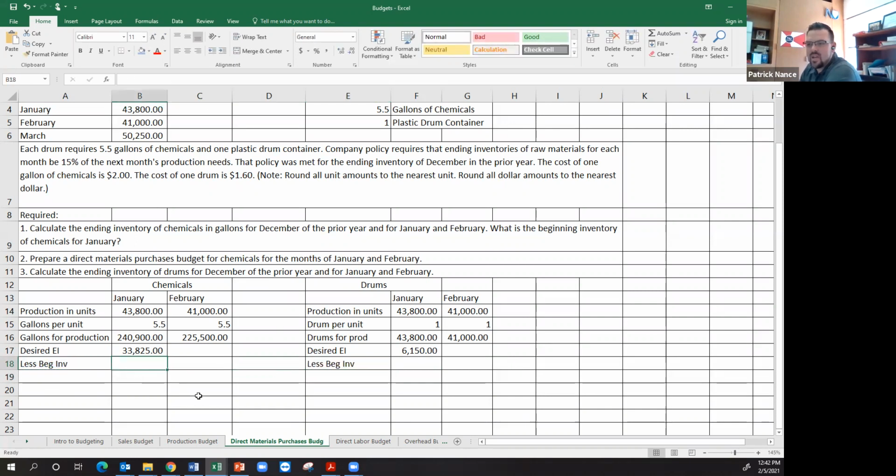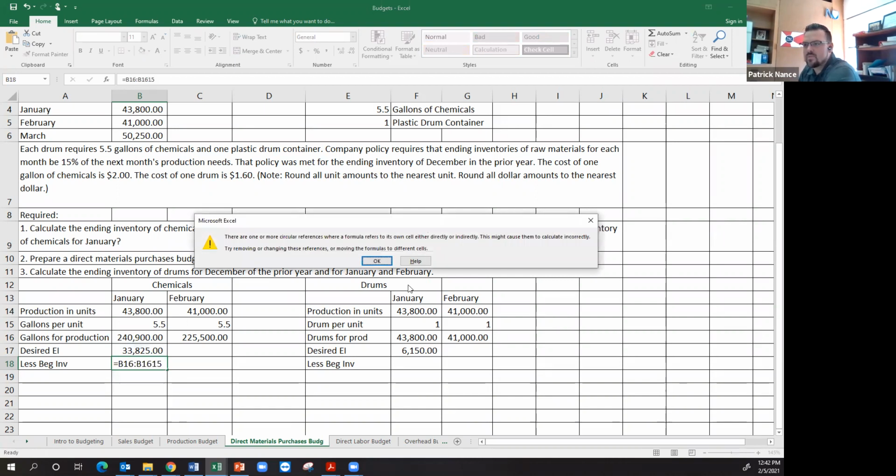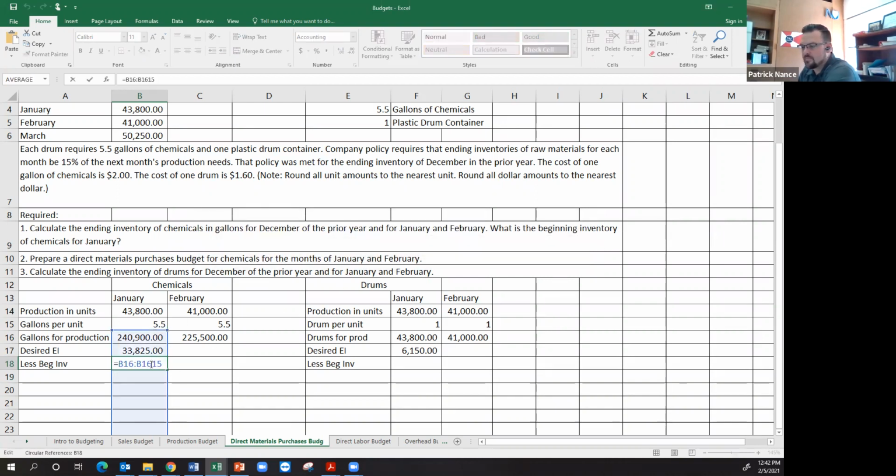So my beginning inventory for January, it says that I met my goal for the prior month. So my beginning inventory would be my ending inventory for December, which should be 15% of this number. Because if I had a December column over here, I would have taken for the desired ending 15% of 24900. That would be the beginning inventory for January. So ending inventory for December, beginning inventory for January. So I can just take the 240 times 0.15, which is 36.